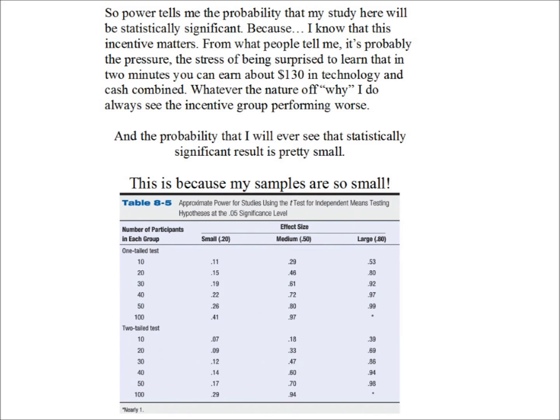because I know that this incentive matters. From what people tell me, it's probably the pressure or the stress of being surprised to learn that in 2 minutes you can earn about $130 in technology and cash. But whatever the nature of the why, I do always see the incentive group performing worse. And the probability that I will ever see that statistically significant result is pretty small. And this is because my samples are so small.